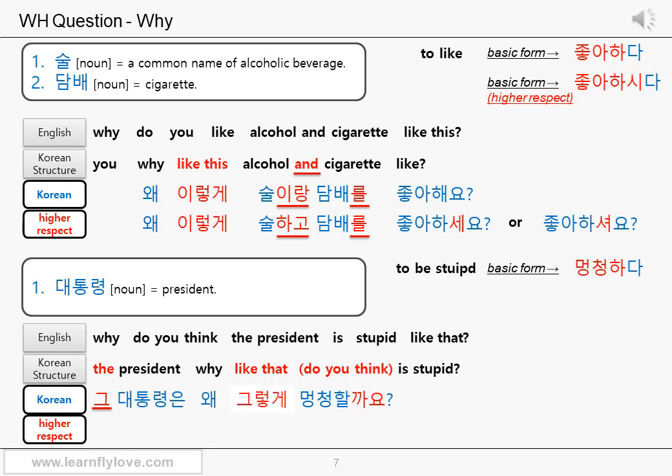Why? 왜? Like that. We used 그 대통령. Therefore, it sounds natural with 그렇게 rather than 저렇게. 그렇게. Okay? Stupid. New adjective, right? The basic form of the adjective stupid is 멍청하다. And the stem is 멍청하. We're gonna ask for a listener's opinion, so we need to add the final ㄹ sound plus 까요. 멍청할까요?